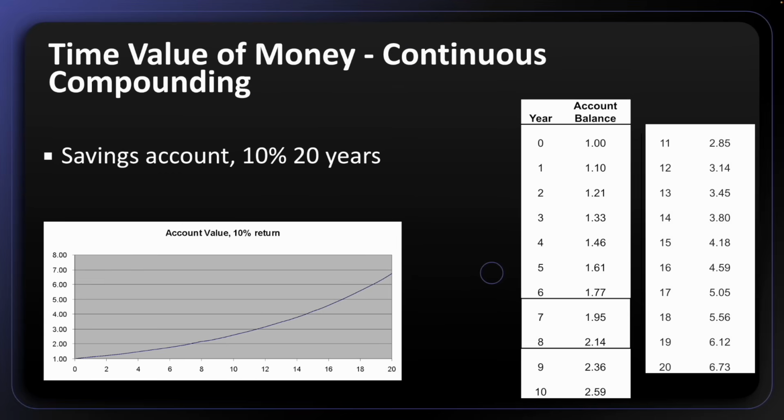Okay, now let's look at the time value of money. Continuous compounding. So let's assume you have a savings account and it generates 10% interest per year over 20 years. Initially, you invest $1 into this account. Over the course of 20 years, with that 10% interest rate, the value of your account will rise to $6.73. That's 6.73 times the amount you initially invested. And this is the power of continuous compounding or compound interest.